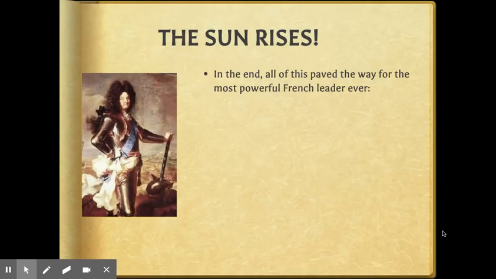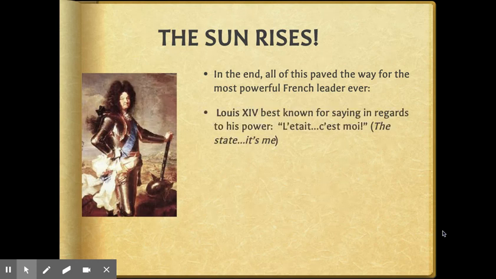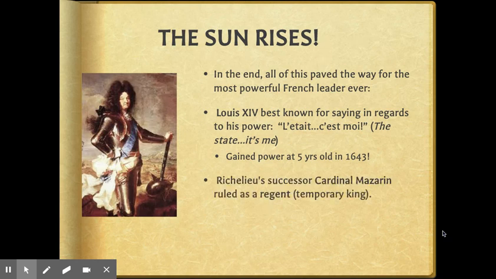So anyways, all of this is ultimately going to open the door for the most powerful of all the French kings ever, King Louis XIV, who was so powerful that he recognized it. L'État, c'est moi. The state, it's me. I am the state. I am France. That's how powerful he was. He took over at the age of 5, which I always find quite amusing, but he's going to rule for quite some time.